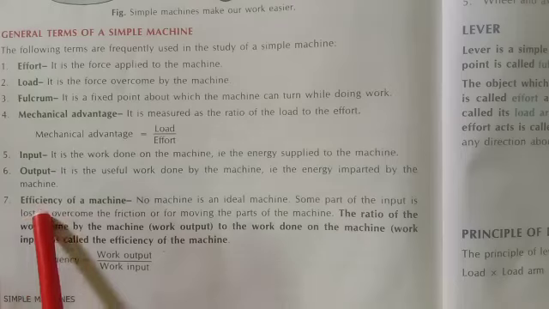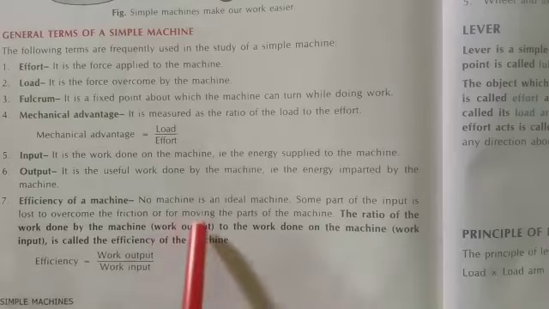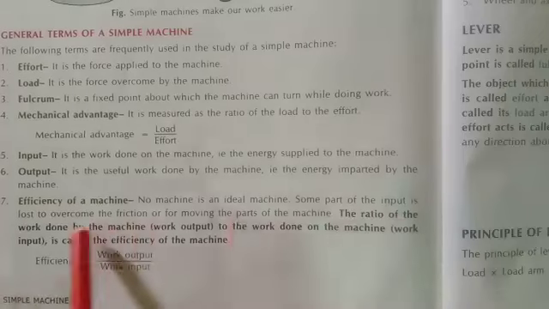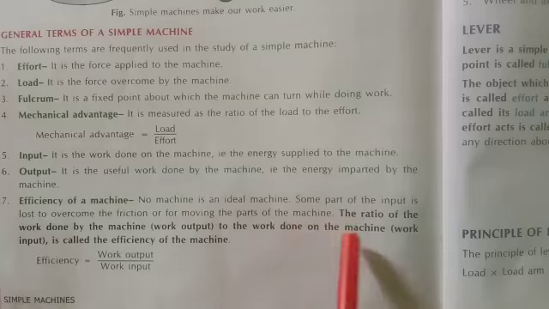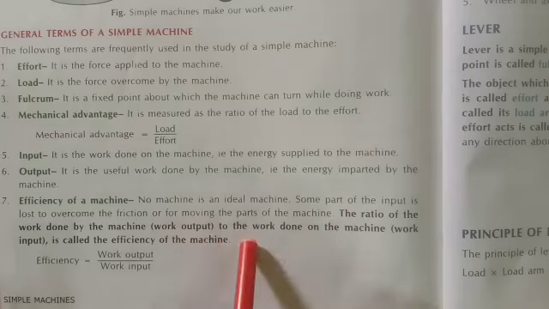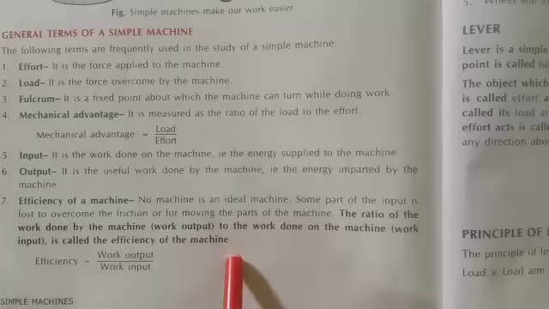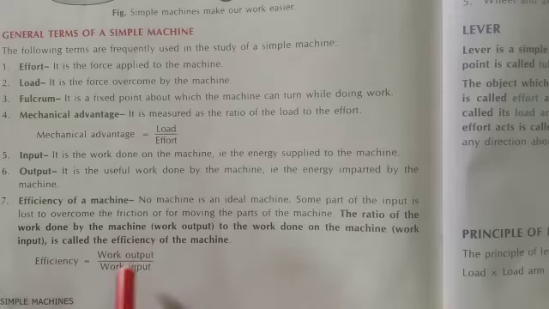Next is the efficiency of a machine. How to find out the efficiency of a machine? No machine is an ideal machine. Some part of the input is lost to overcome friction or for moving the parts of the machine. The ratio of the work done by the machine, meaning work output, to the work done on the machine, that is work input, is called the efficiency of the machine. Means efficiency is equal to work output, the result, by what is supplied, the effort, that is work input. Efficiency is equal to work output by work input.